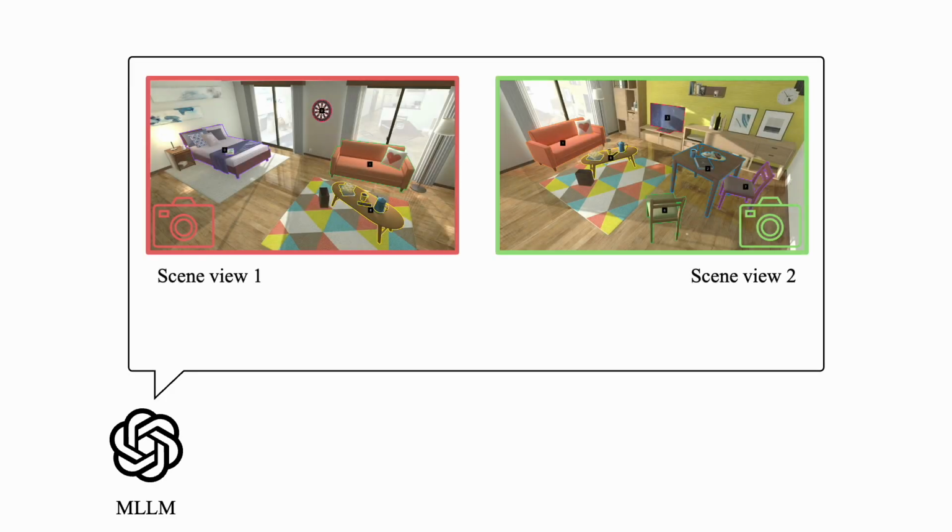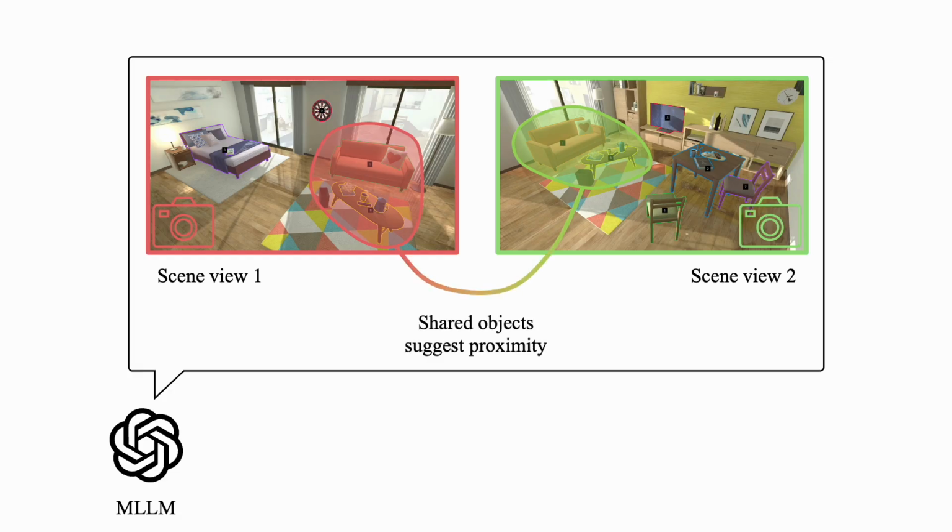Area adjacencies could be reasoned if one view contains objects from multiple areas, or reasoned from multiple views. For instance, while each of the two views by different camera poses focuses on a distinct small area of the scene, the shared object suggests the proximity between these areas.